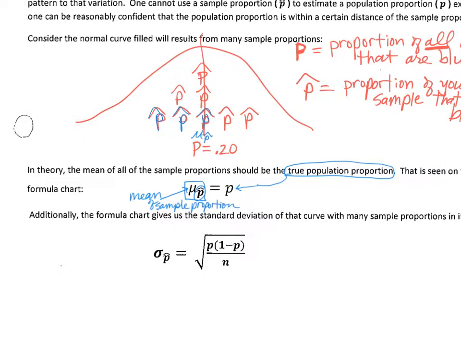Well, we need to know how much they can vary. How much can your sample proportion be different than mine and not be an outlier? What do I need to know to tell if it's an outlier? It needs to be the standard deviation. Good. Because if it's more than 2 standard deviations out, then it's an outlier. So, therefore, I need to know the size of that standard deviation.